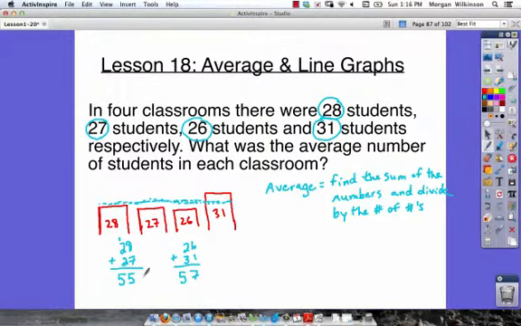To find the sum of all 4, we're going to add 55 plus 57. 5 plus 7 is 12. We're going to carry the 1. 5 plus 5 is 10, plus 1 more is 11, we've got 112. Now that gives us the sum of the numbers.